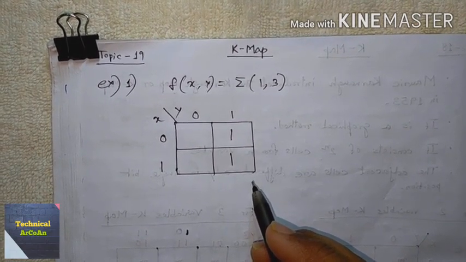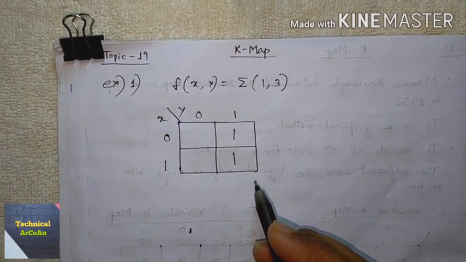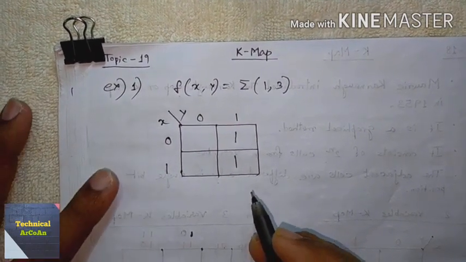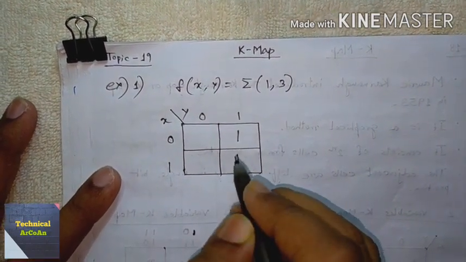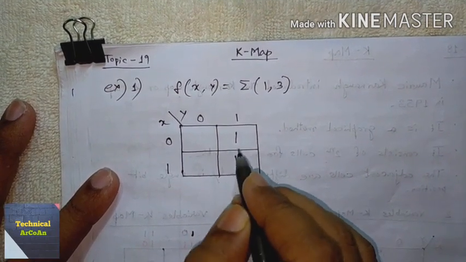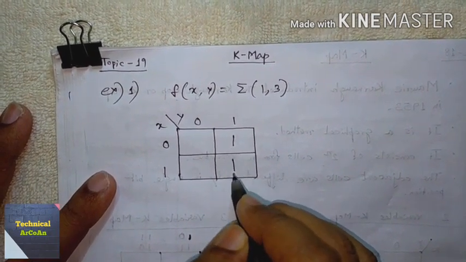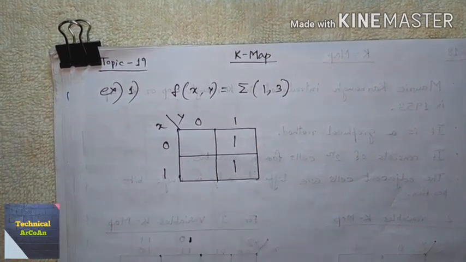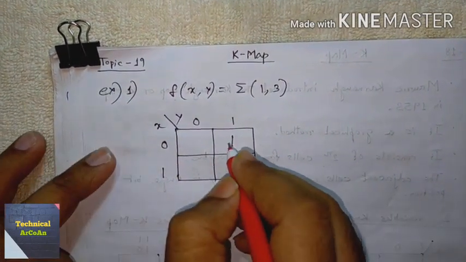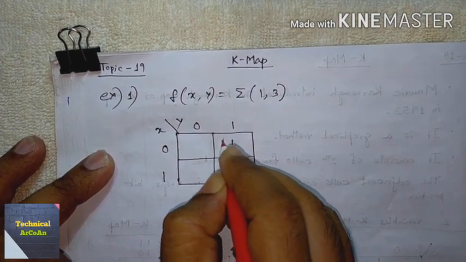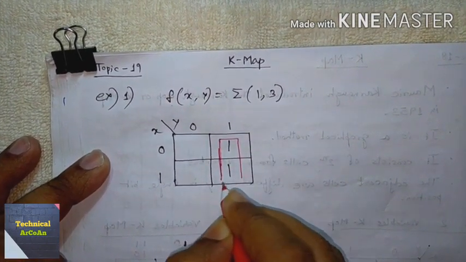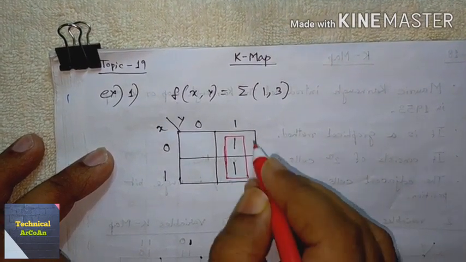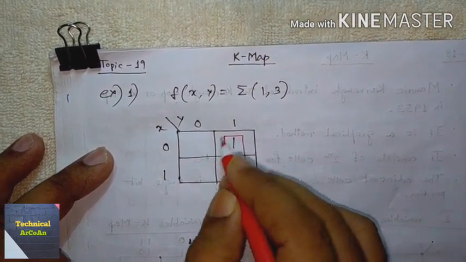And what will be the group implementation rules? I already discussed that in my previous session. So in this case, we can group them. Why? Because the adjacent cells contain 1 and they are vertical. So we group these two 1s as a single group. Now we have formed a single group.